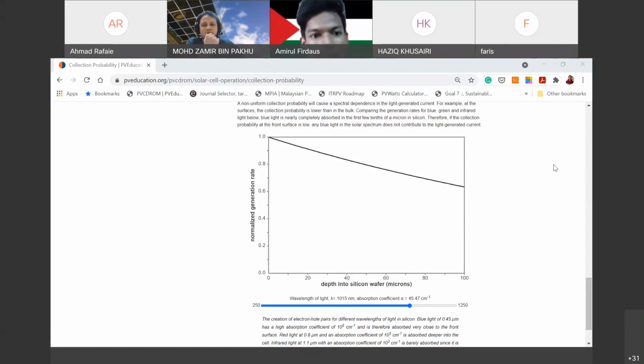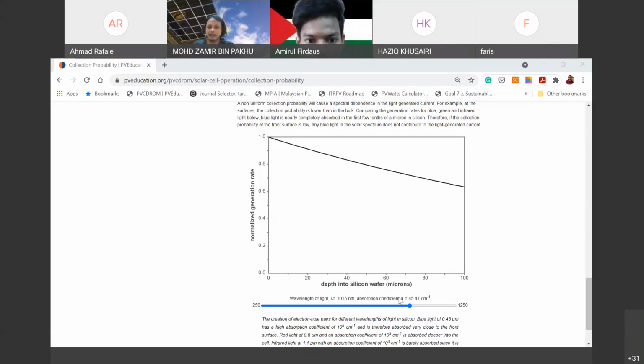What do you get? What is the equation that you need to use? The conversion is 1240 divided by 1.12 eV. What do you get? That will be the corresponding wavelength, right? About 1100, so that is 1100 nanometer.